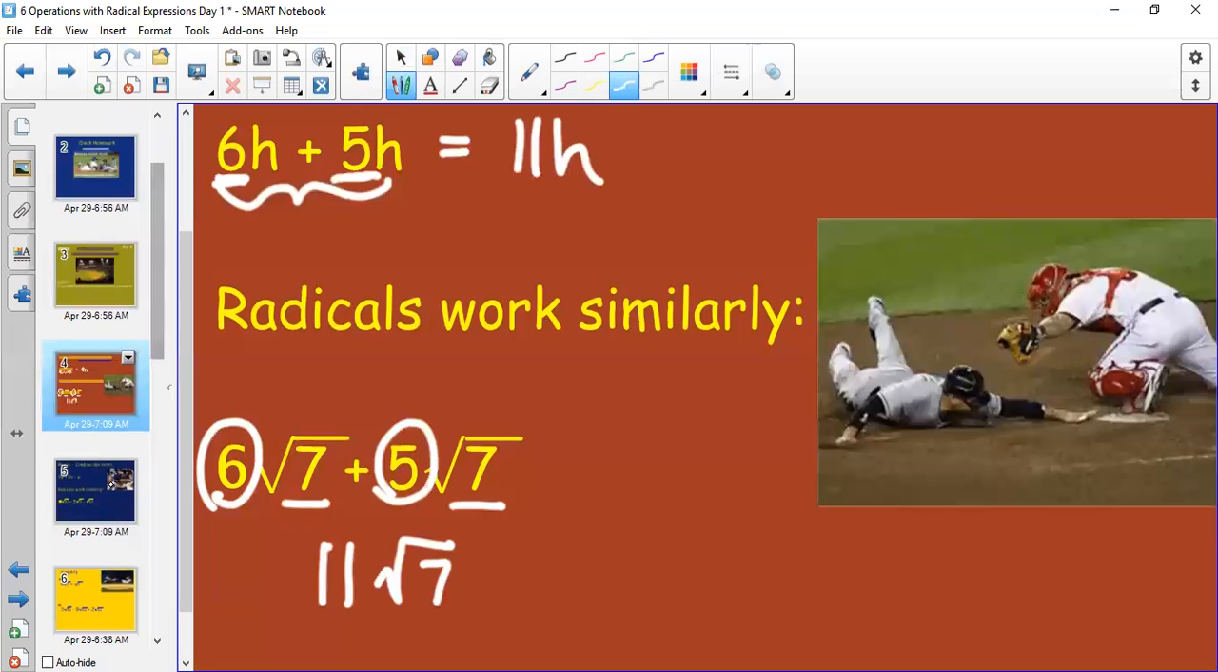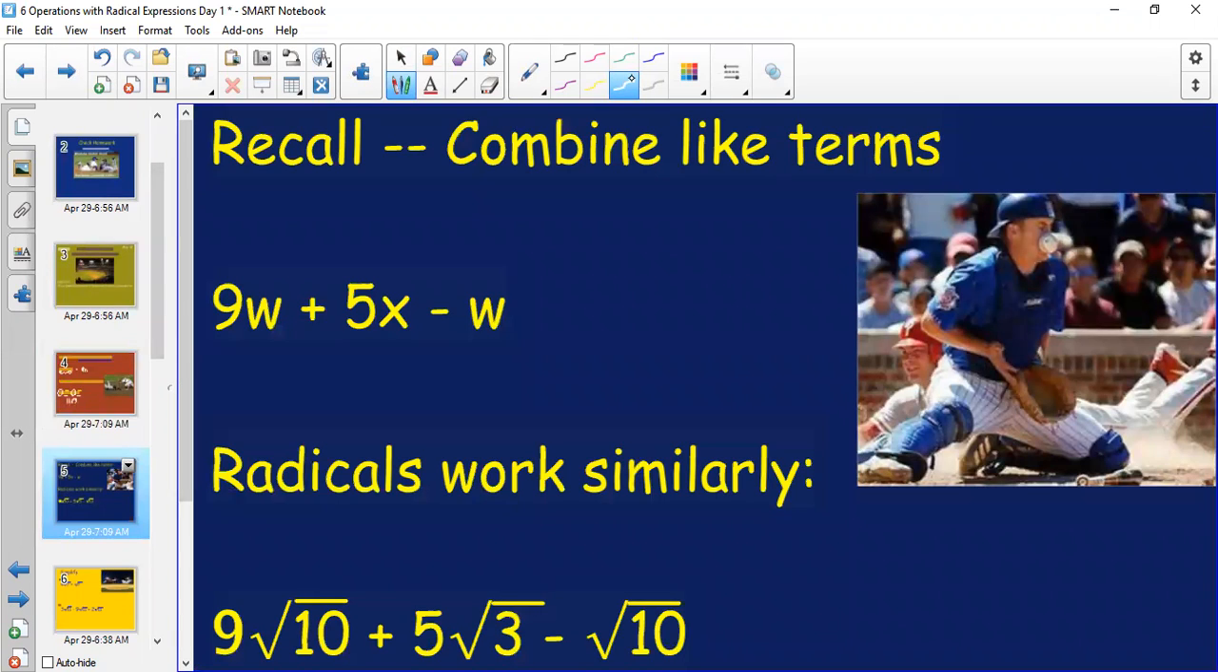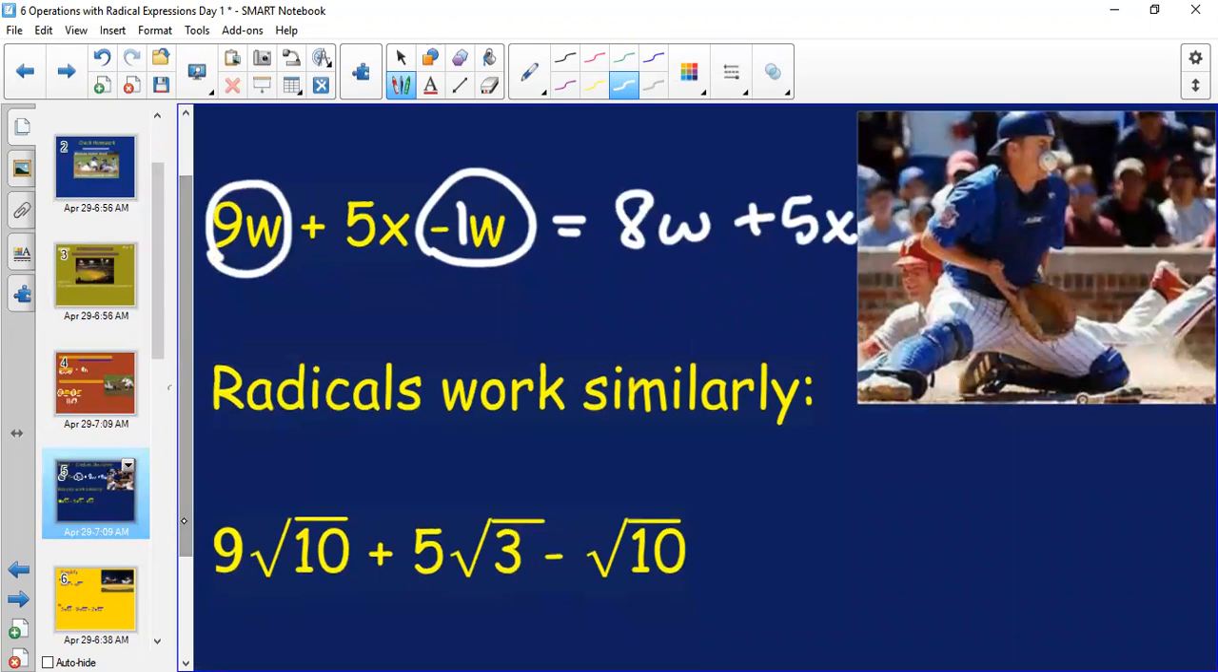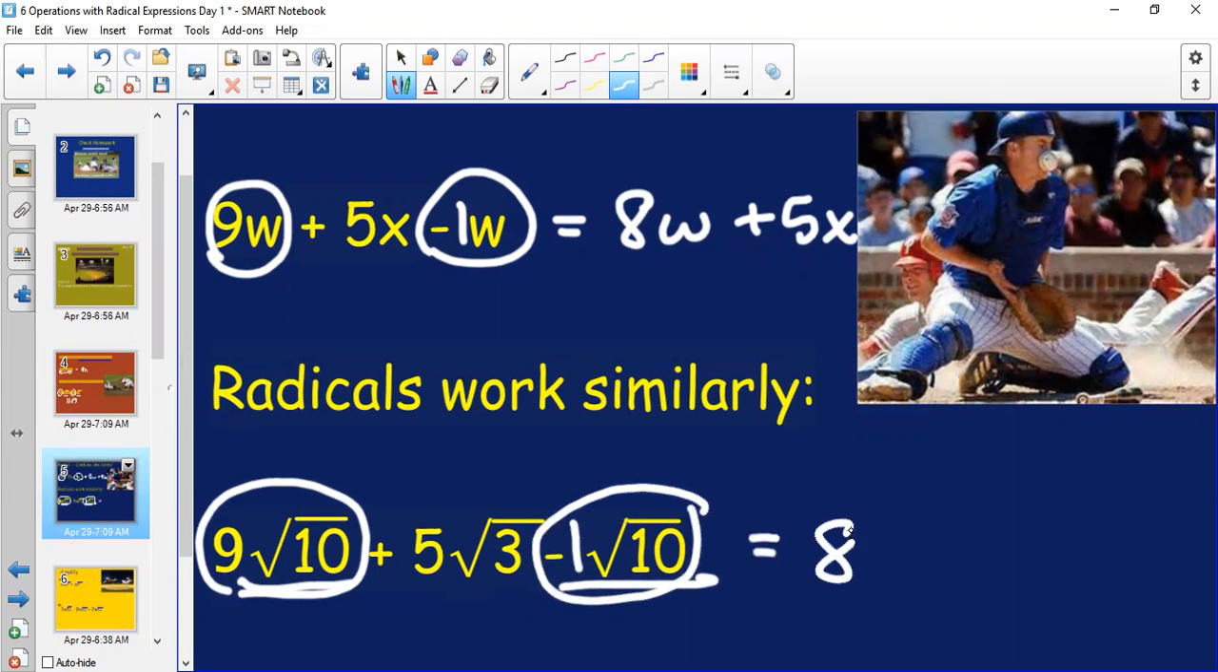All right, so let's see another one. Again, I'm going to start with comparing it to like terms. On this one, we would add the 9w with the negative 1w to give us 8w. And then we have the 5x separately with nobody to combine with. And radicals, again, same way. We add the ones that look alike. So we have a 9 square root of 10 and a negative 1 square root of 10. We'd get 8 square root of 10. And then we have this square root of 3 that has nobody to combine with, so we just keep it. That would be our final answer.